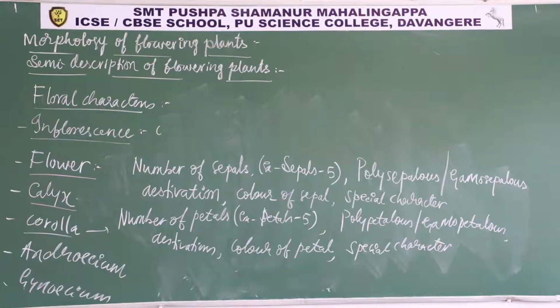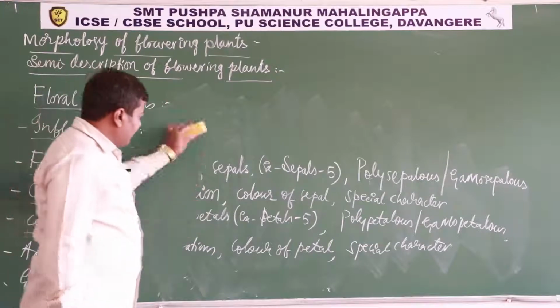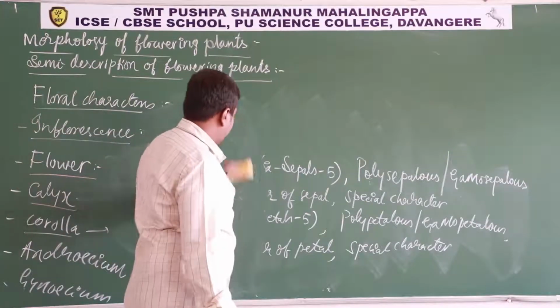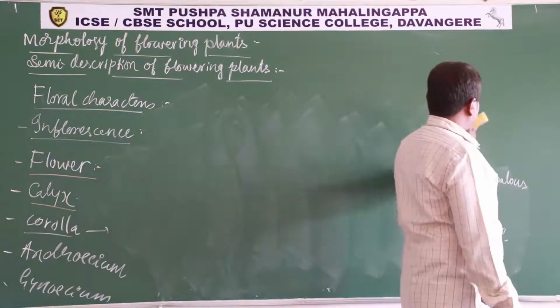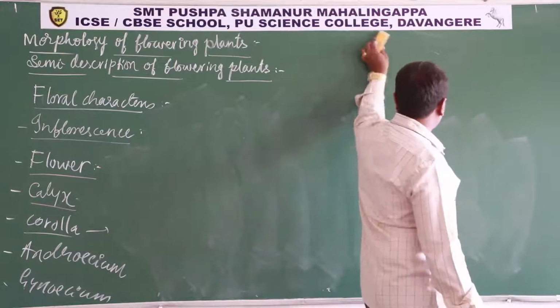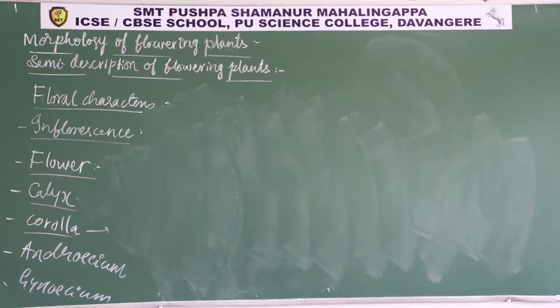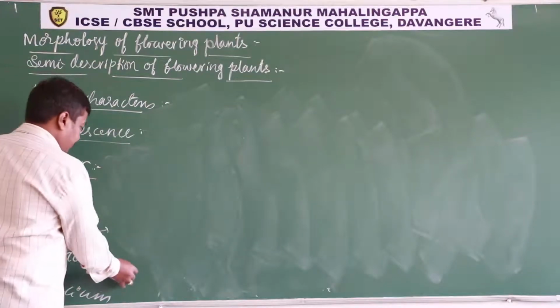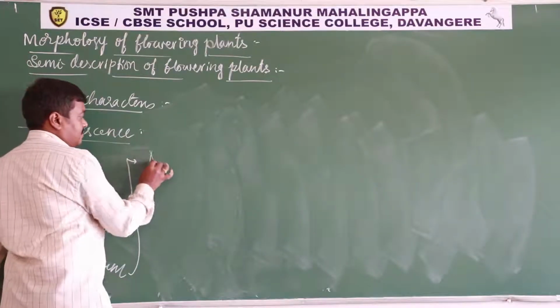So inflorescence, flower, calyx and corolla. Okay, so the next character is androecium. The androecium is the male reproductive structure of the flower. If the flower contains only androecium, it is called staminate; the individual structure is called a stamen. Next, coming to the androecium characters, what are the things you need to write under it? Under this androecium, you need to write the number of stamens first.